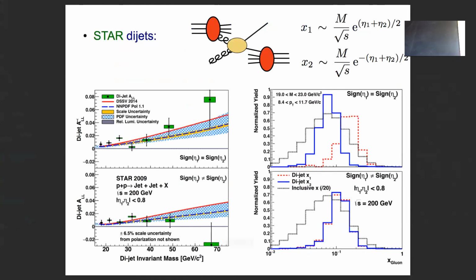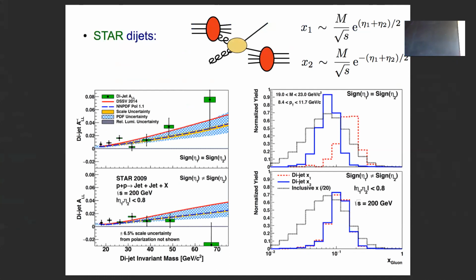And Star has presented, I hope this is the latest plot, results for the spin asymmetry in dijets. And the red curve is our old DSSV result for that. You can see it still pretty much describes the data quite well.